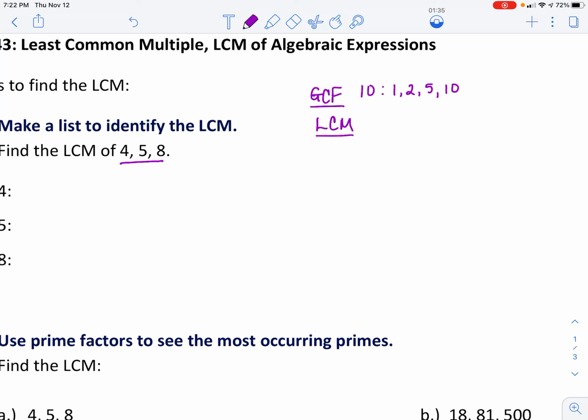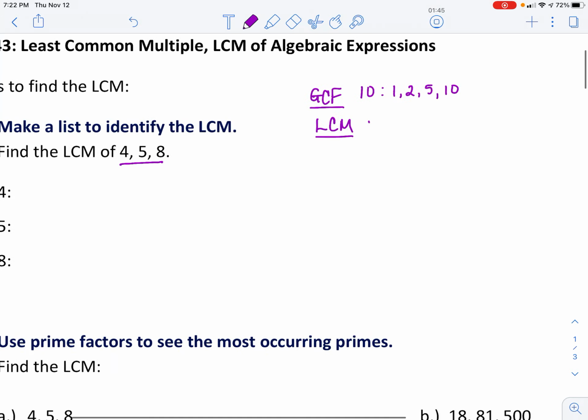Okay, there's a definitive amount. It stops. There's only a certain amount that will qualify, and then there will be no more, because you're looking for the numbers that multiply together to give you 10. But the least common multiple, when we're looking for multiples of a number, we're looking for when I multiply 10 times 1 and 10 times 2, what do I get?